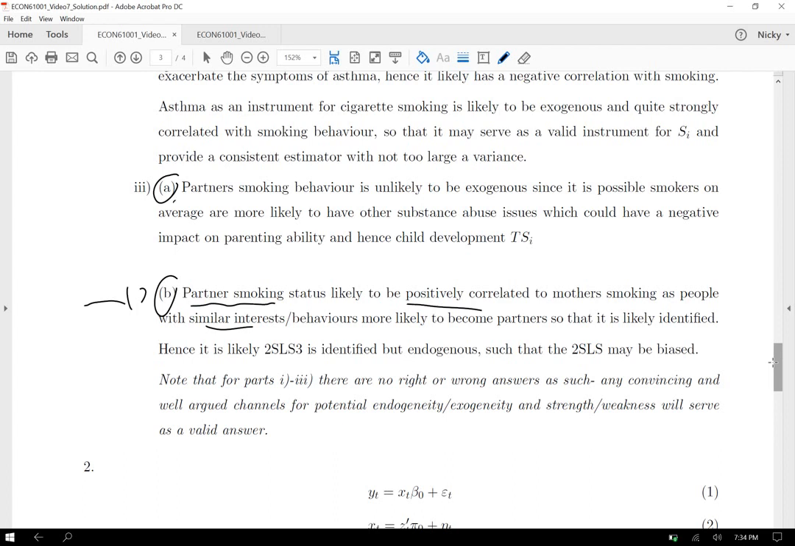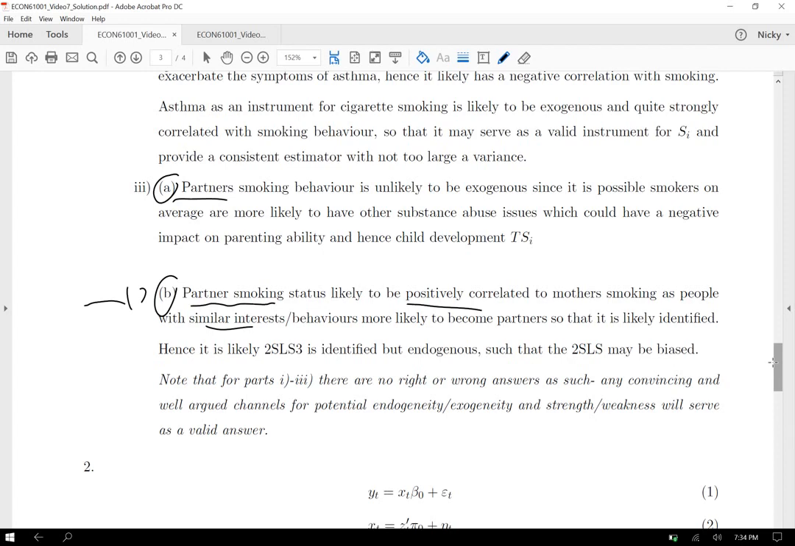Is partners' smoking behaviour likely to be exogenous? Well, probably not. Partners who smoke maybe are likely to have other unhealthy lifestyle factors which may negatively affect test scores. But then again, it may not. If it's there, it may be very, very small. So again, it's not clear either way.